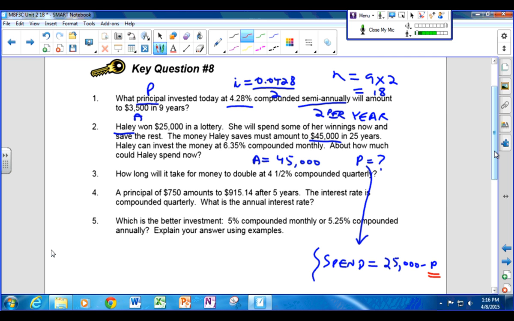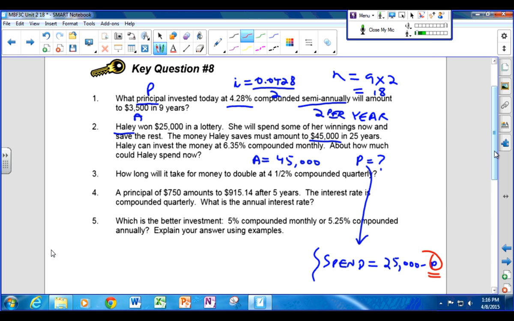So having a plan will help you keep track, because we can't see the forest for the trees. We're solving a math problem. We're so happy that we found the p-value that we forget that they don't want the p-value. They want the amount that you can spend.